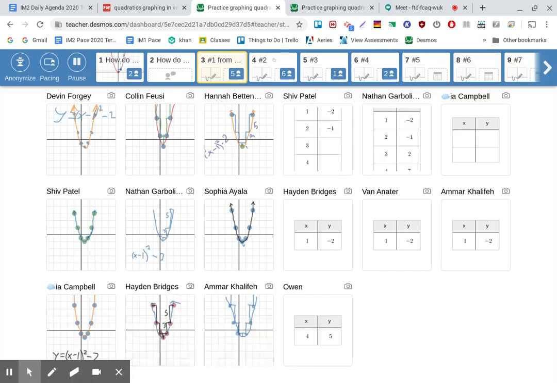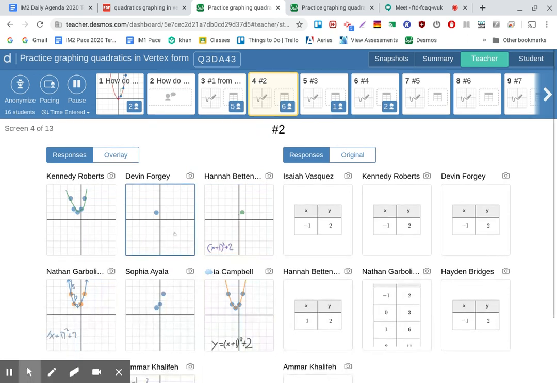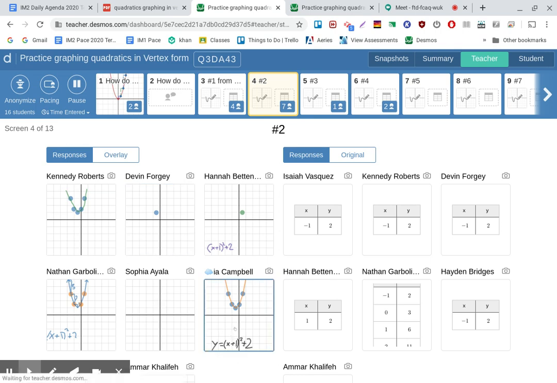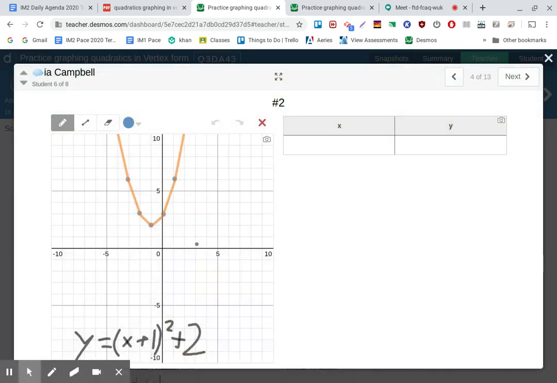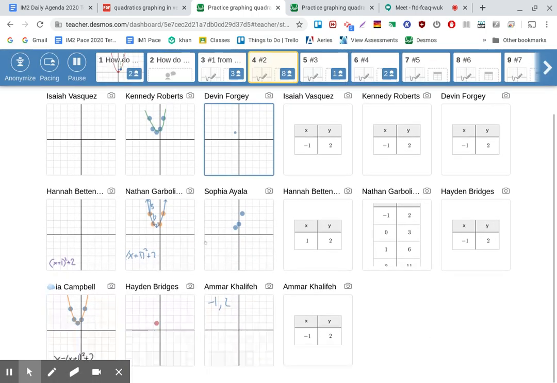So then let's see how many people are on number 2. Okay. Good job. Number 2, the graph shifted to the left. And Claudia, how do you make it so smooth? Are you doing little lines or what? I just press the line thing. Oh, that's cool, right? So you go from one point to the other point, right? That makes it a little cleaner. Okay, good job. All right, Hannah, good job.